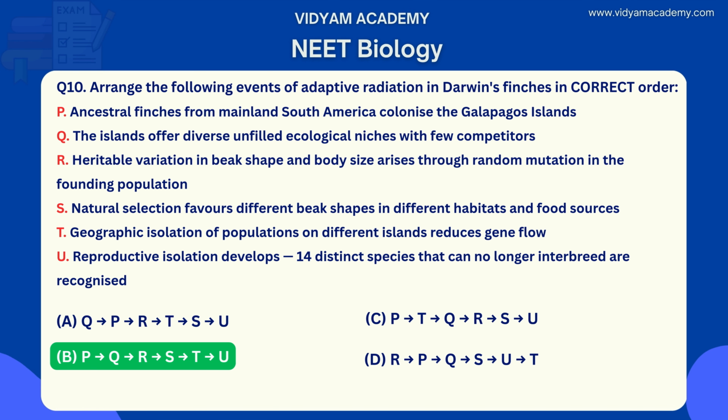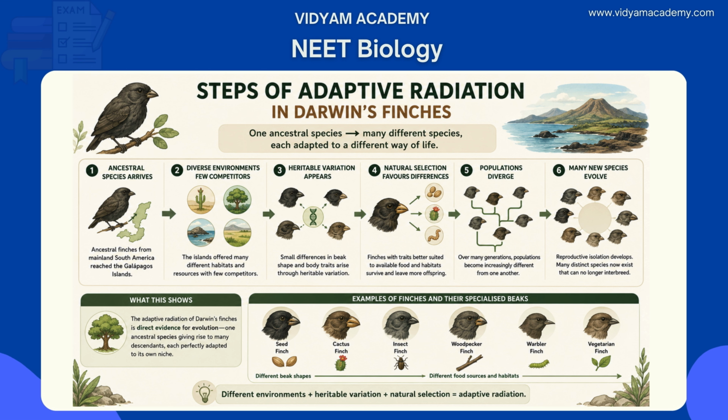Let's see the explanation. The adaptive radiation of Darwin's finches follows a logical sequence. The first is colonization, P: ancestral finches reach the Galapagos. Next, ecological opportunity, Q: the islands have many empty niches and few competitors, creating the conditions for diversification. Then variation, R: mutations generate heritable differences in beak shape and body size in the founding population. Natural selection, S, then acts on this variation, favoring different beak designs for different food sources in different habitats.